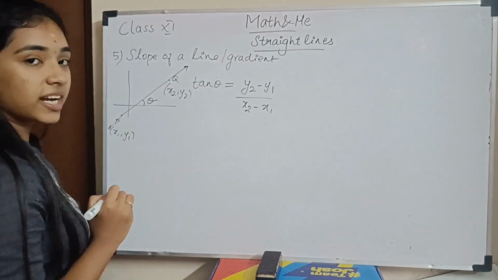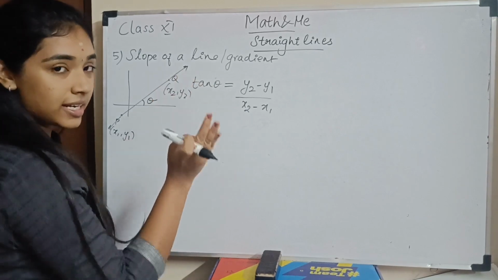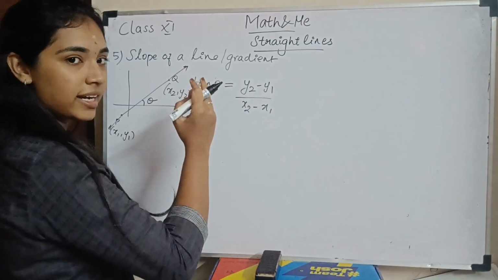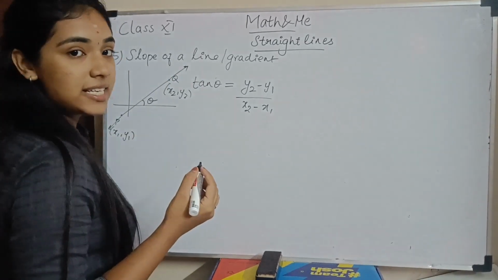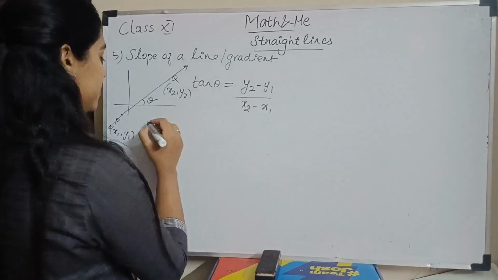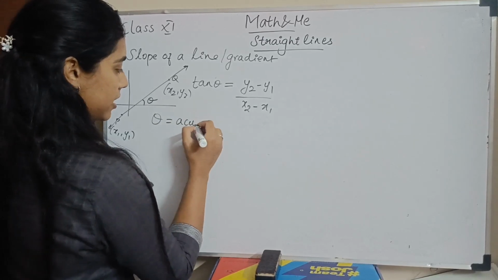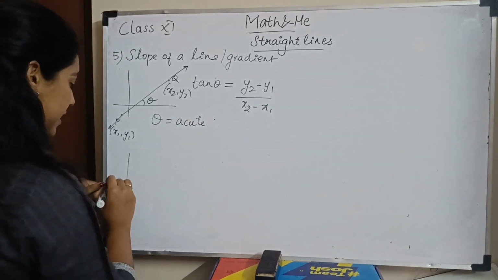Do you see what is an acute angle? When the angle is less than 90 degrees, when the angle is between 0 and 90 degrees, it is an acute angle. What if theta is an obtuse angle? So this is when theta is acute. So what if theta is obtuse?